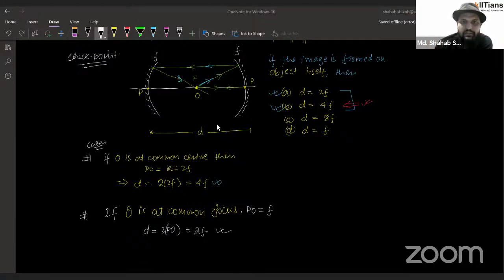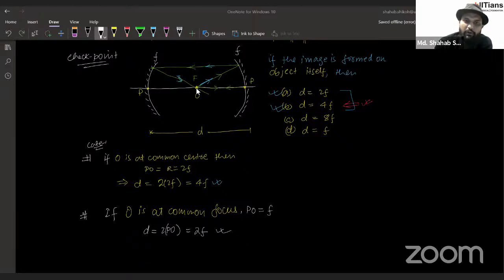That makes sense. Now if the object is at the common focus, then from the focus the ray becomes parallel, and the parallel ray again passes through the focus. So if the object is at the common focus, you still get the image at the object only. So option A is also correct. This question was also asked in JEE, but now you may get it everywhere else.